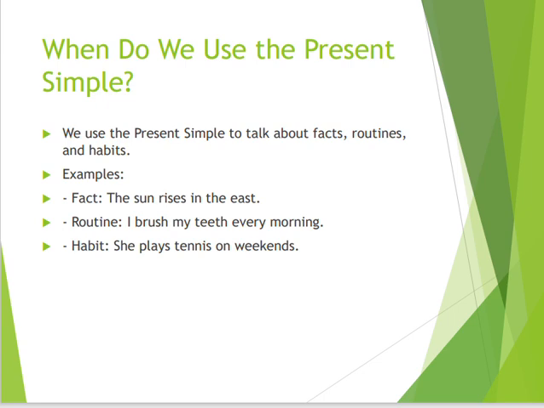We use the present simple tense to talk about facts, routines, and habits. These are things that are generally true or actions that happen regularly. For example, we use it to talk about facts like the sun rises in the east. That's something that is always true. Next, we use it for routines, which are actions we do regularly, such as I brush my teeth every morning. It's something I do every day.